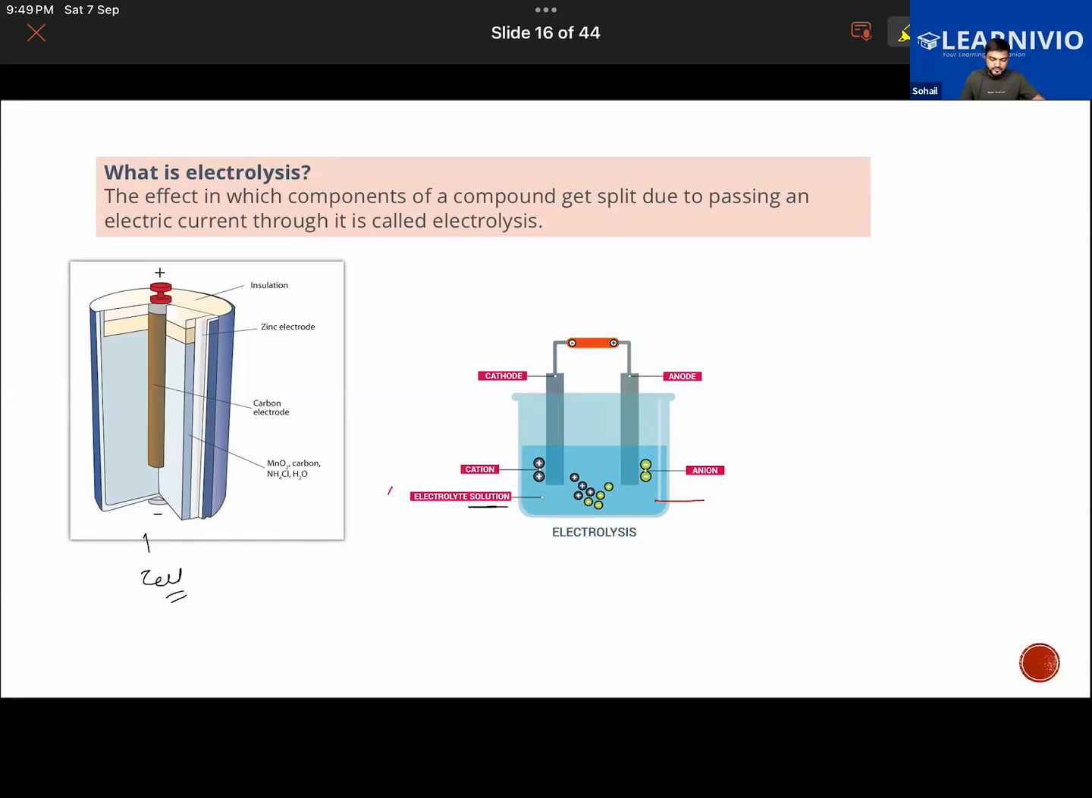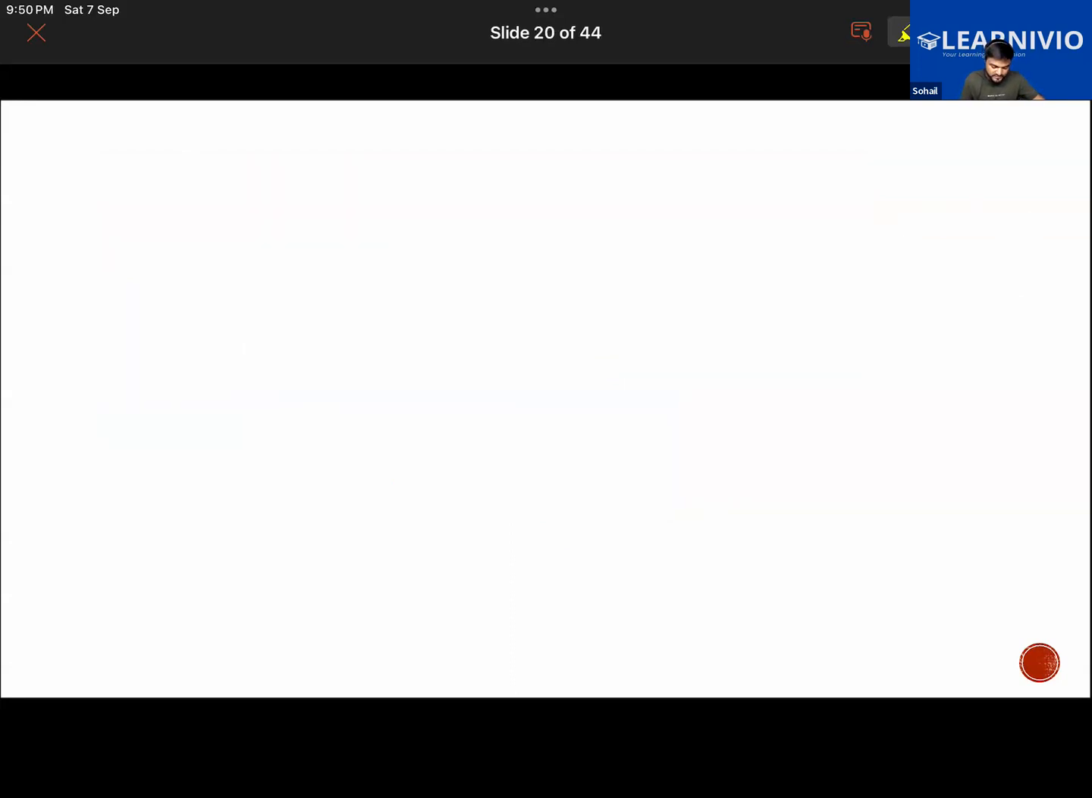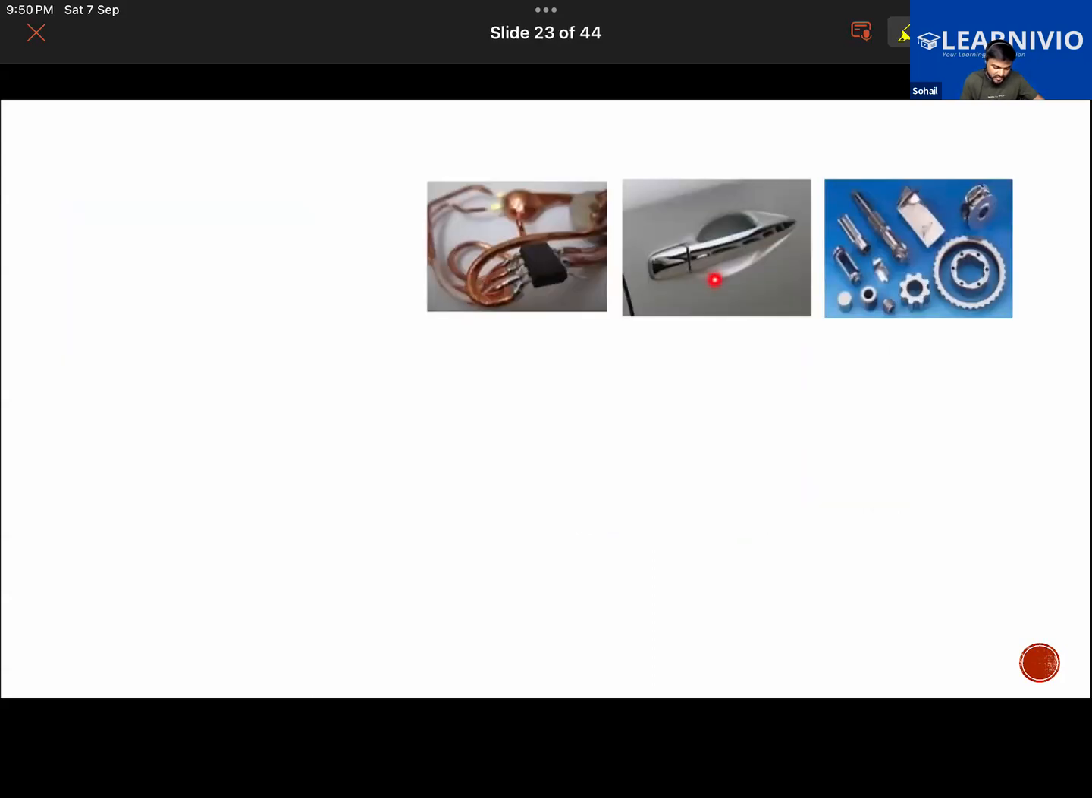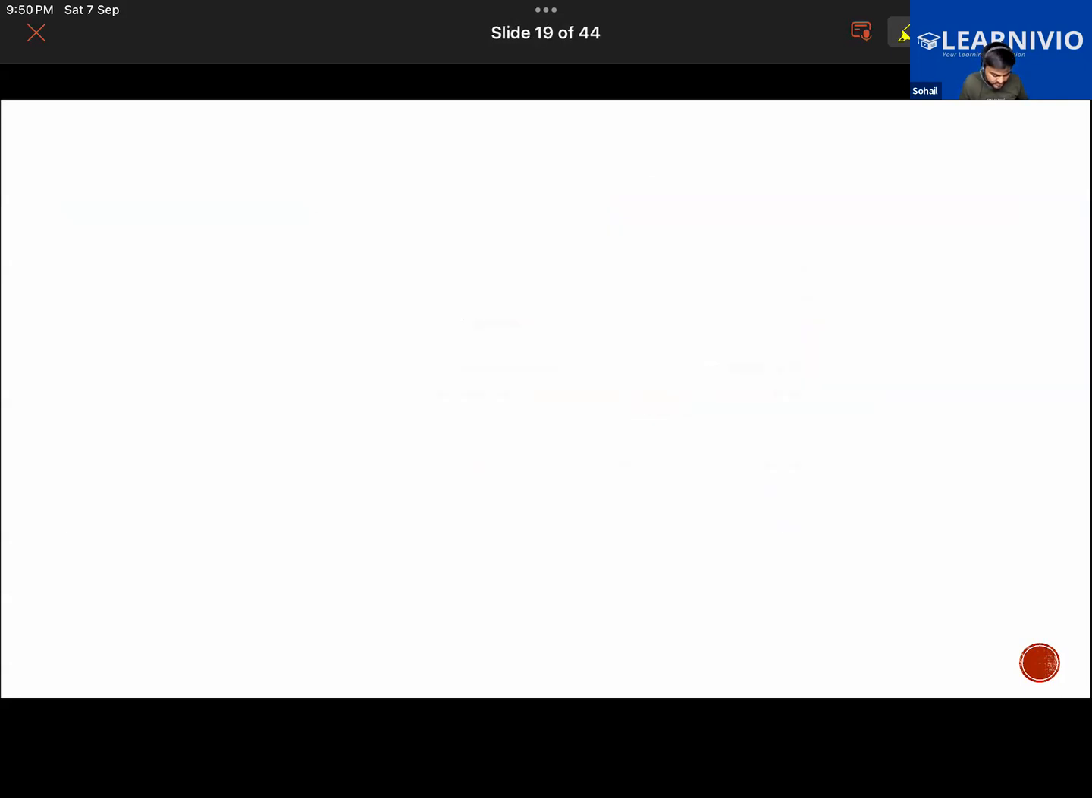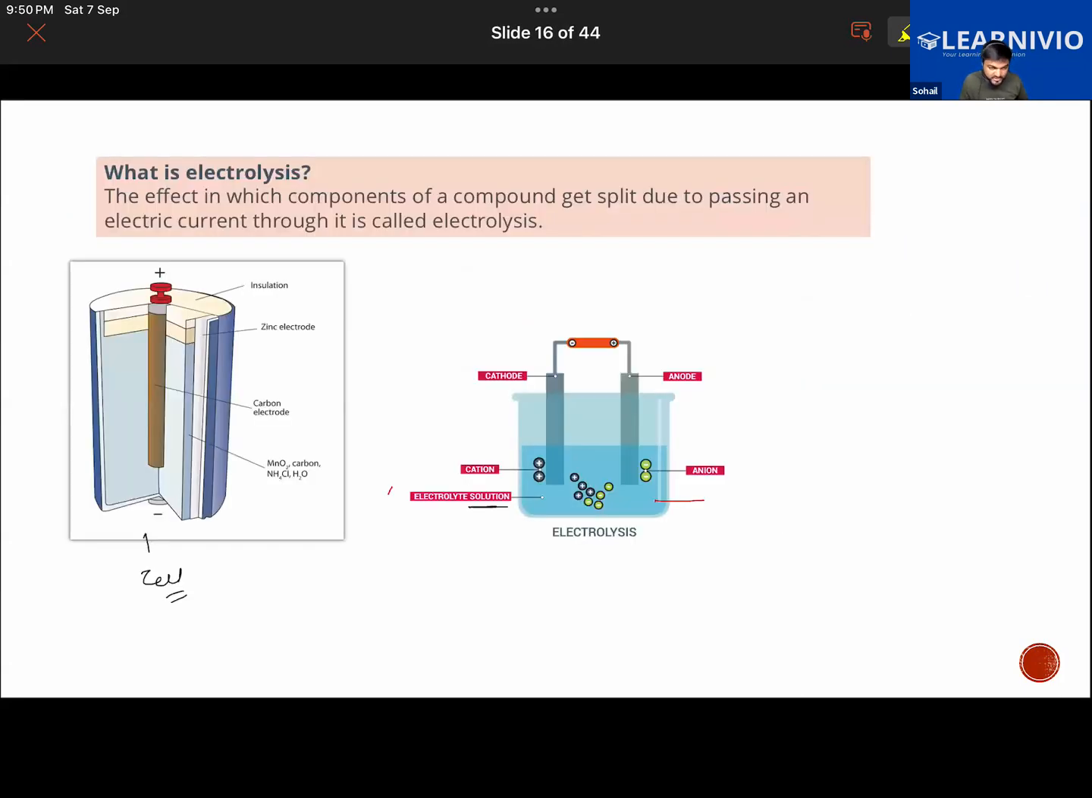Also, all these photos that you can see over here, like this chromium or these different equipments that we see here, these materials are also prepared via electrolysis. We'll be learning all of that in sequence. So first of all, talking about electrolysis: we have learned that due to passing of electric current, an electrolyte will be breaking, a given compound will be splitting into its components. That is the thing here.